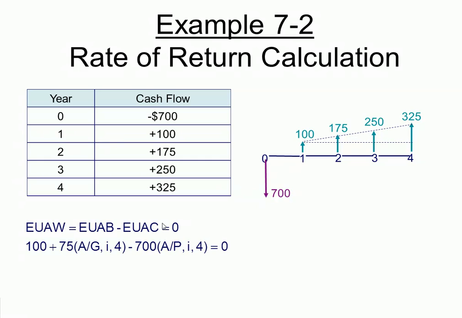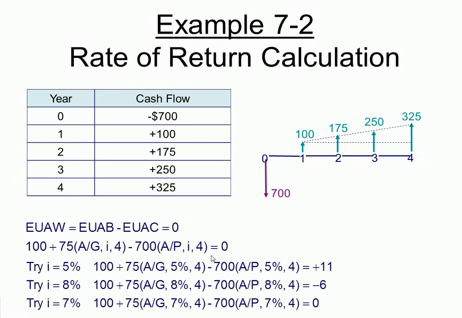We can look at it from the standpoint of equivalent uniform annual worth. So we're setting up the equation for the worth, setting it to 0, and of course that's the benefits minus the cost. And why do we set it up like that? Because again, there's this annual amount that we already have. So that's 100 that is already annualized, that we don't need to do anything to. But we need to change the 75, which is a G, into an annual amount by multiplying by the discount factor, and change the 700 into its annual amount by multiplying by the discount factor A given P.